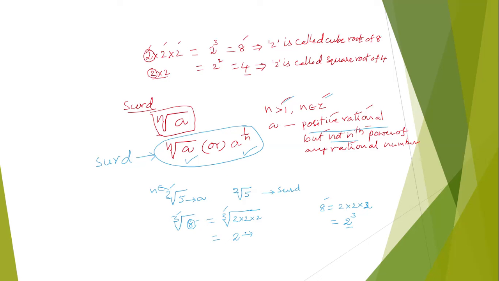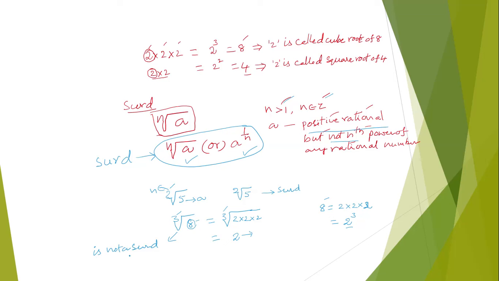So it is not a surd. Cube root 8 is not a surd because 8 is the third power of 2.